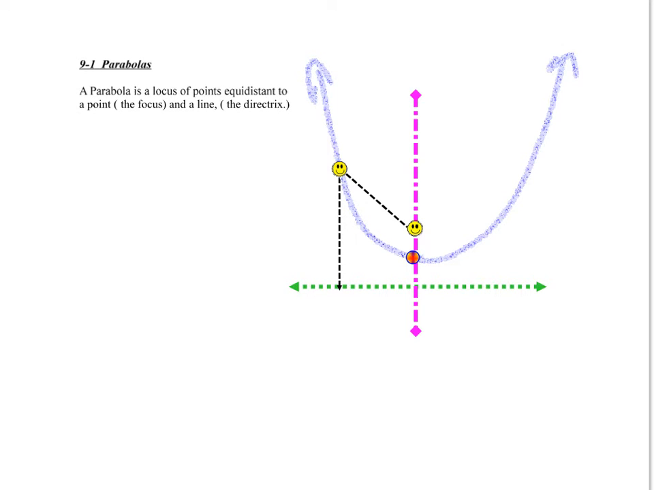The easiest point to find on the parabola is going to be the vertex, which is halfway in between the focus and the directrix.